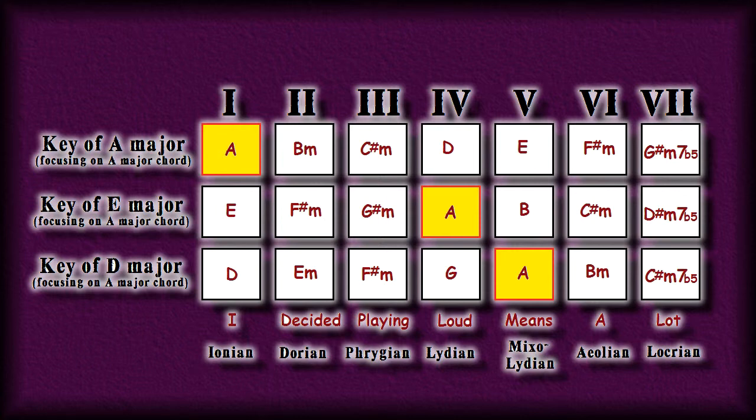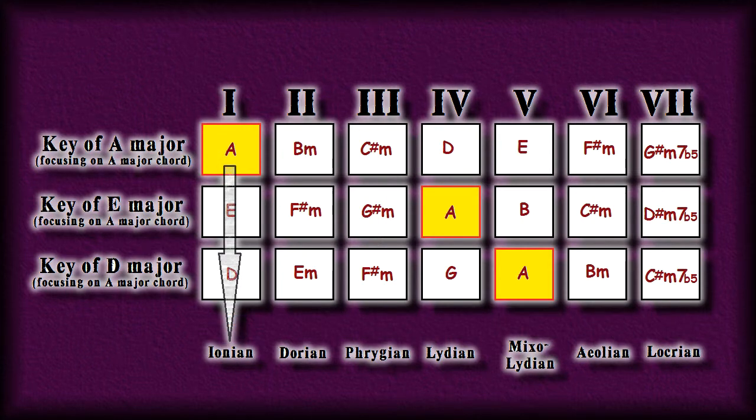And what that means is that if you take a chord sequence based around the chord of A major using chords from the key of A major, you are said to be in the Ionian mode. If you make up a chord sequence based around the chord of A major again, but this time using chords from the key of E major, you are said to be in the Lydian mode. And finally, if you take a chord sequence based once again on an A major chord, but made up of chords from the key of D major, then you are said to be in the Mixolydian mode.